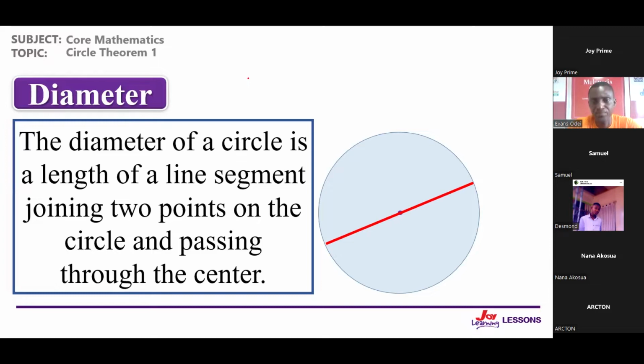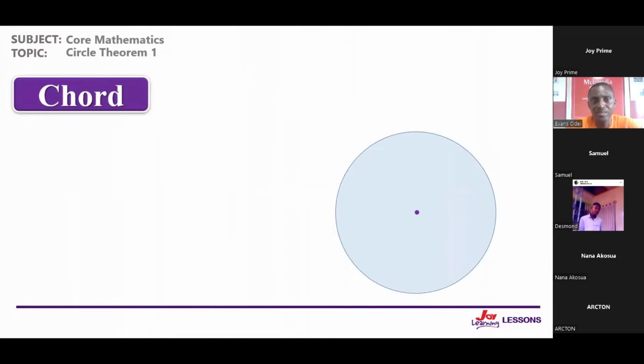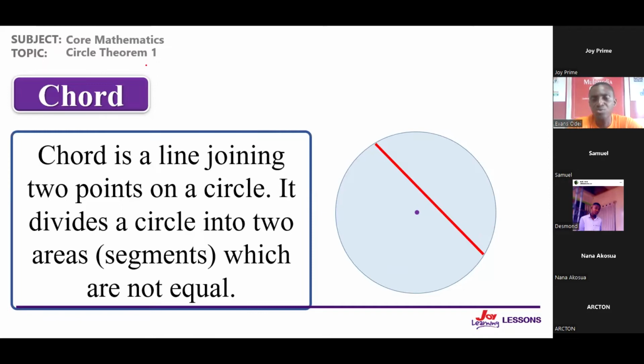Then another word we'll be using a lot in circle theorem is called chord. When we talk of chord, all we are saying is a chord is also a line that joins one point of the circumference to the other. When this chord passes through the center, then it's called a diameter. Understand that? When a chord passes through the center, it's called a diameter. But if it doesn't pass through the center, then we keep it as a chord.